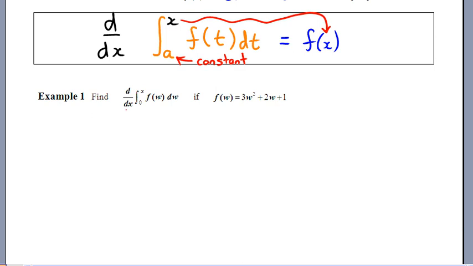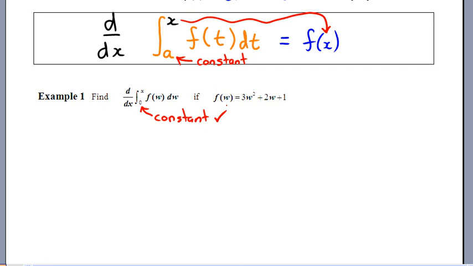So here we go. We're asked to do a derivative of this integral of f of w dw. Notice they've got that kind of random variable there, w. I don't really care about that. That's not going to bother me. You'll see why in a minute. One thing to check, we do have a constant here, so that's actually a good thing. That kind of makes me happy. Things are going to work out really well.